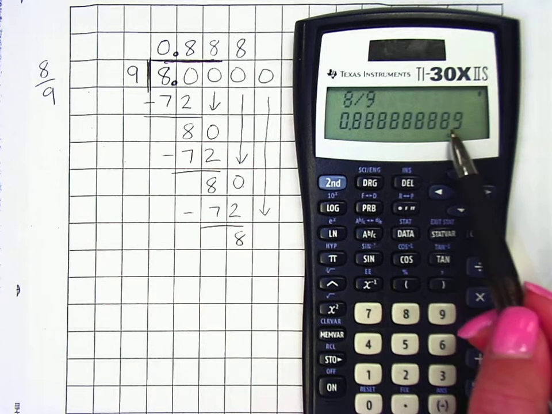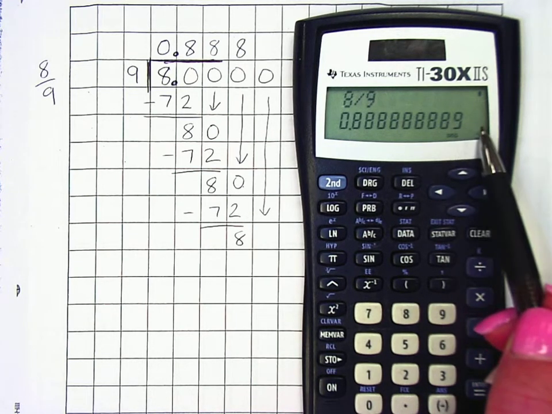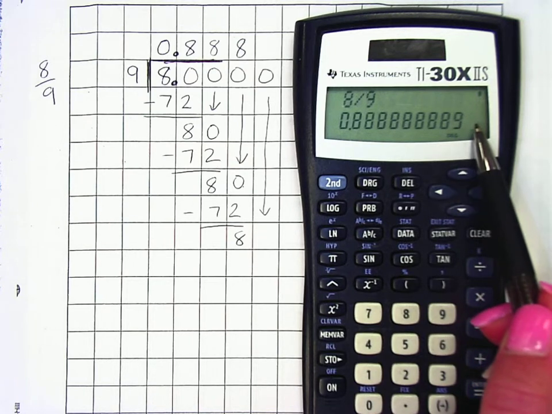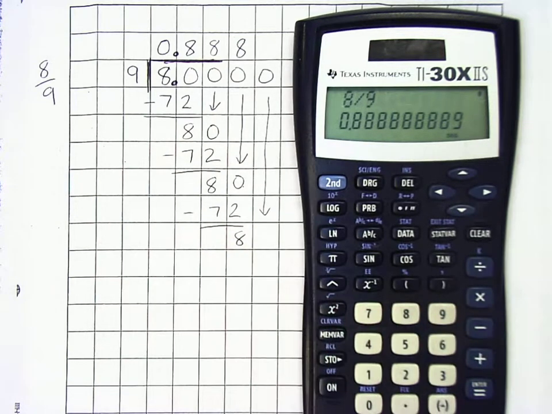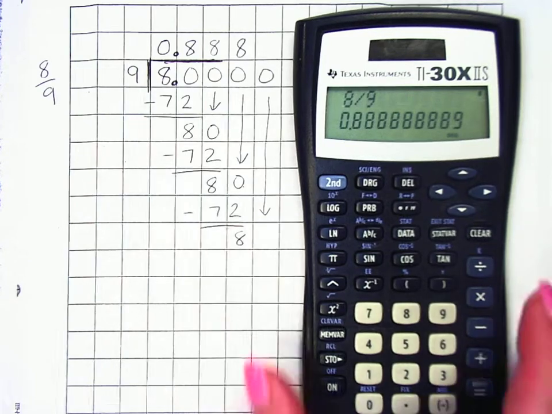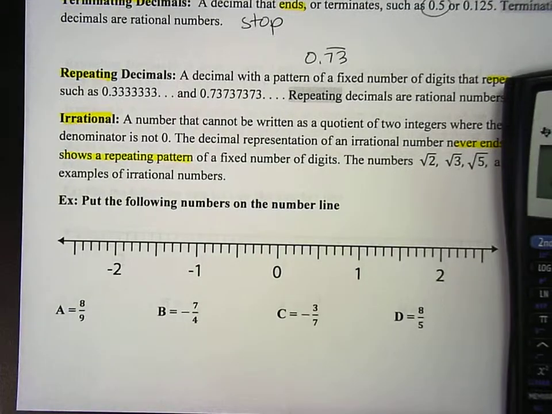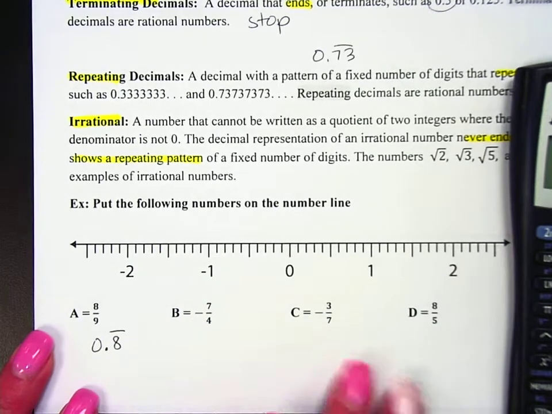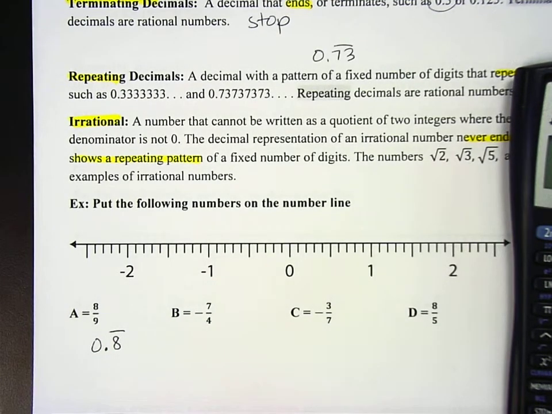Okay, so what my calculator did was there was an 8 followed by another 8, so it rounded that 8 up. So this is an 8 with an 8 after it, so this is truly a repeating decimal. So in your notes, that's what we're going to write here. So 0.8, and it does go on forever, so I can use that bar above it.